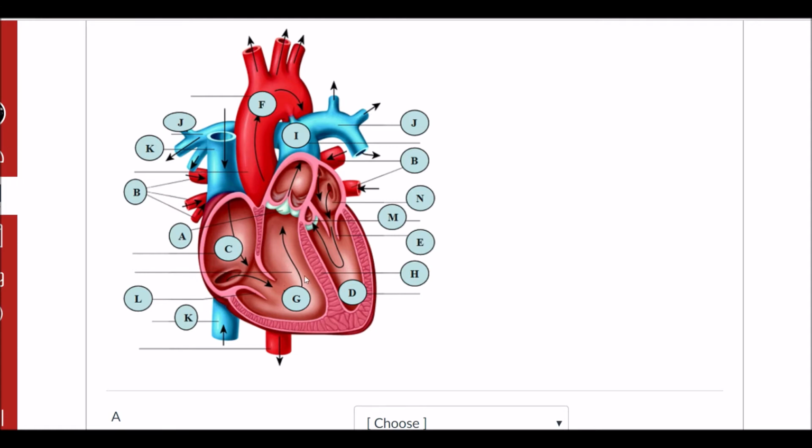G. What chamber is G? So G is the chamber, I think. So what chamber is this? Right ventricle. Very good. G is right ventricle. C, F, G. H. Where is H?